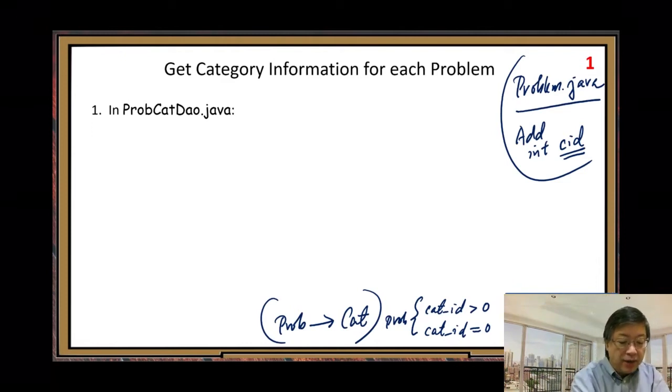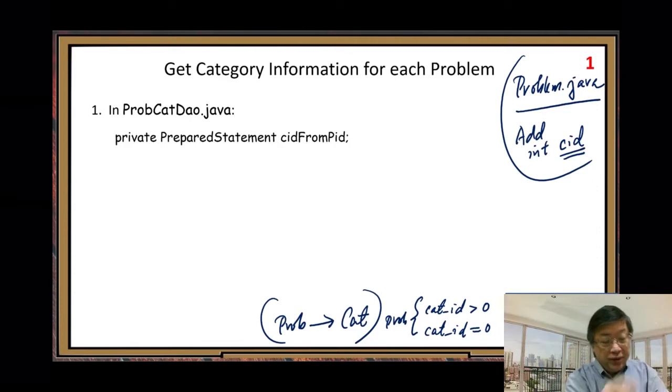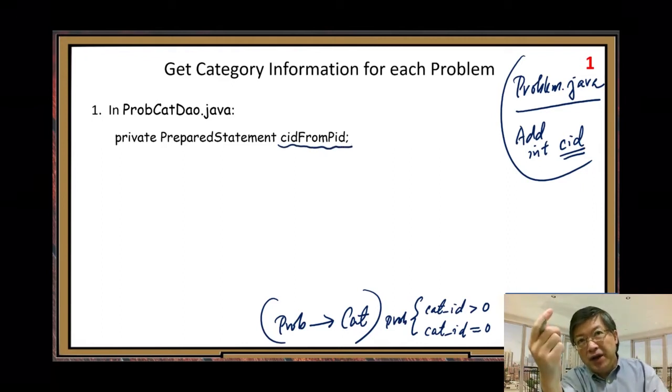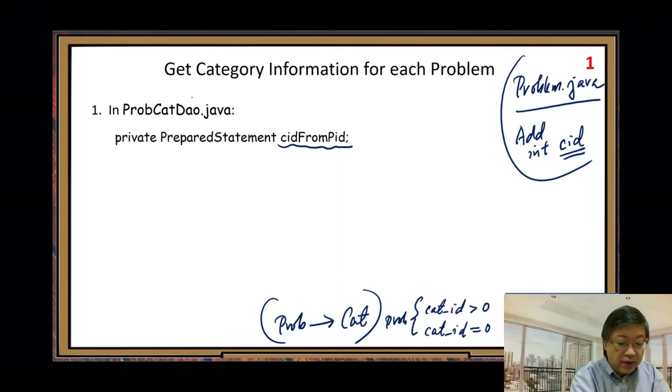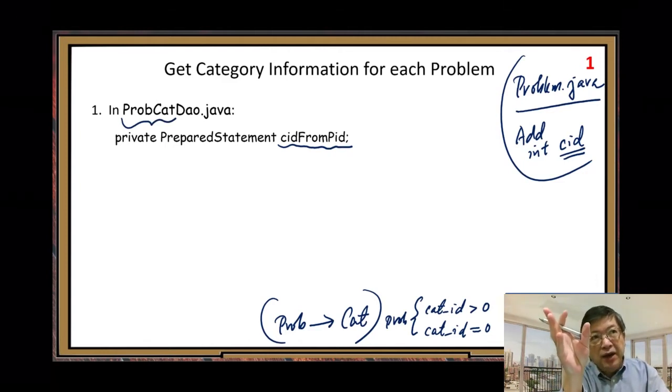In the prob.cat.dal.java class, remember we create this class in F.3. Here we need to do some more work there. First, we need to define a prepared statement object called CID from PID. Given a problem ID, we can search the table, prob.cat table, to see if there is a category ID corresponding to it.